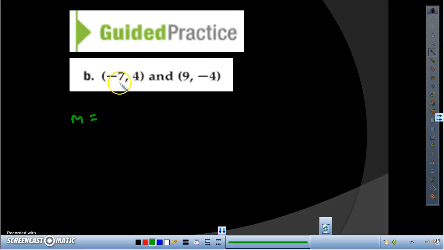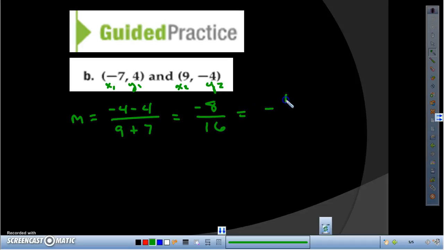Anytime I have 2 points, I can always use those 2 points and the slope formula to find the slope between them. So I'm going to plug in to find my slope here, and I end up with a negative 8 over 16, which reduces to negative 1/2. So that is one of the 2 values I need.